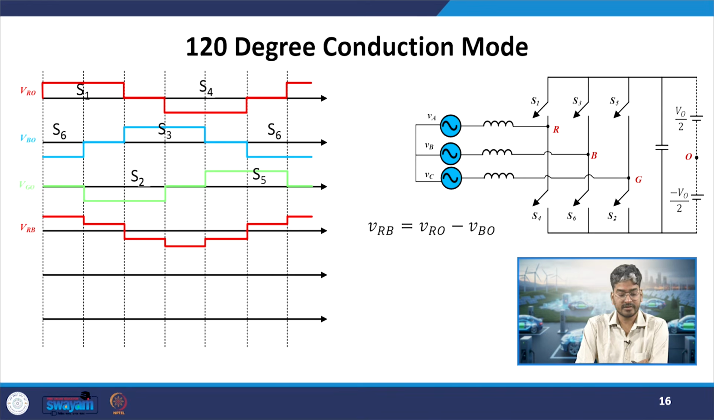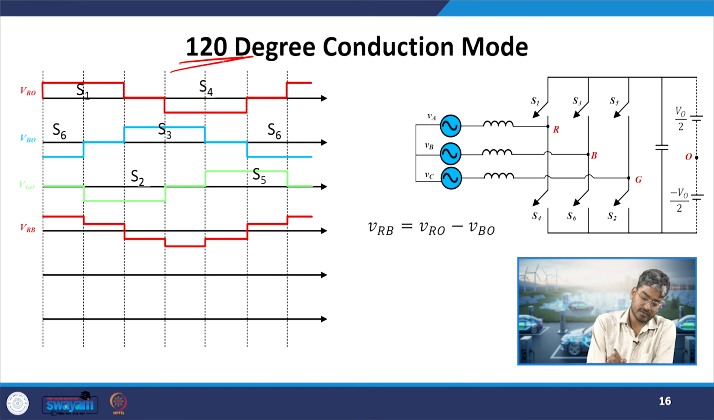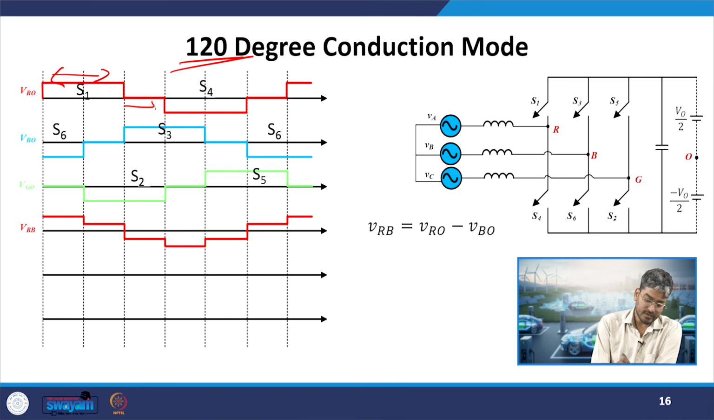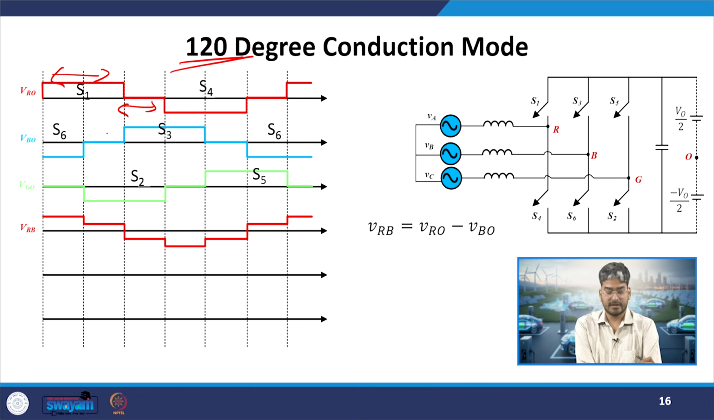The next mode of operation was 120 degrees operation. In this 120 degree mode of operation, compared to your previous case, each device will be conducting for 120 degrees. In the previous case they were conducting for 180, here they will be conducting for 120 degrees. If you see the pulses, they are active for 120 degrees and 0 for the remaining part of the cycle.